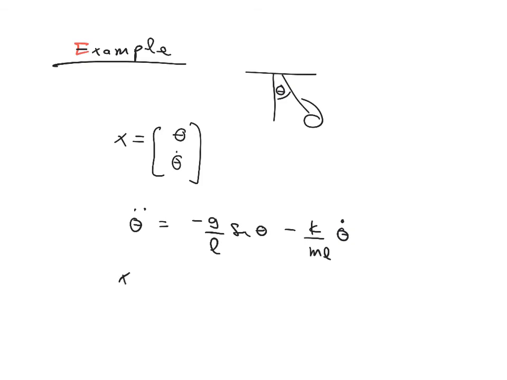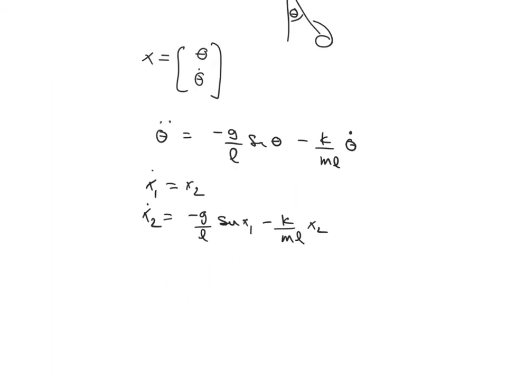So we can write x1 dot equals x2, right, and x2 dot equals minus g by L sine of x1 minus k by ml of x2. I think it's only m there. K by m. Instead of ML? No, it should be ML, I think, because it is ML squared. Is it just K by M? I think, yeah, K by M, sorry. So K by M, yes.